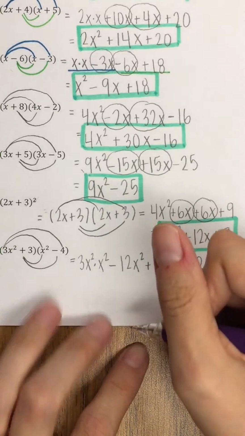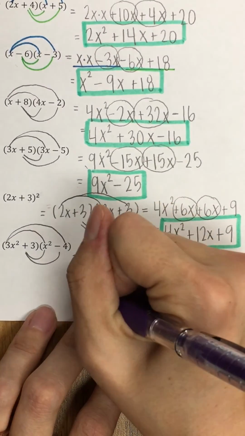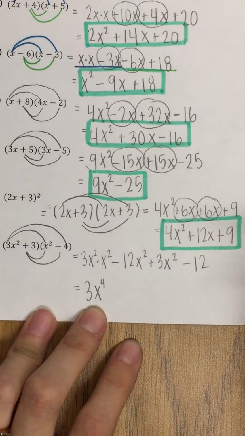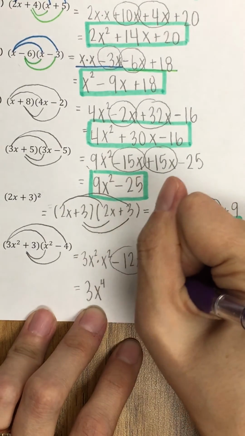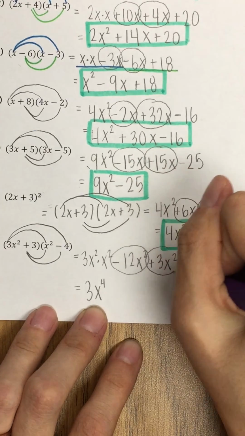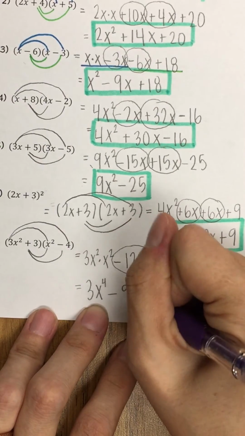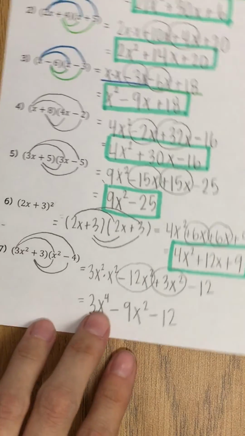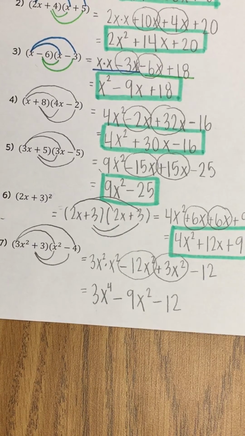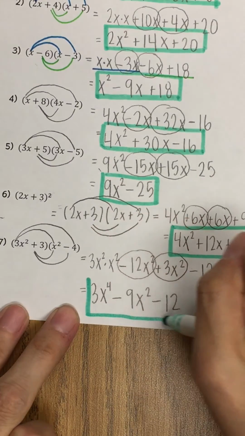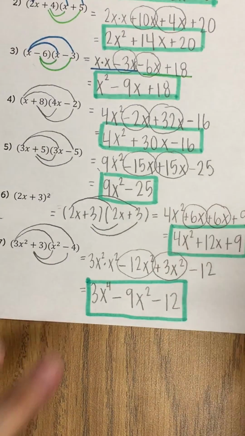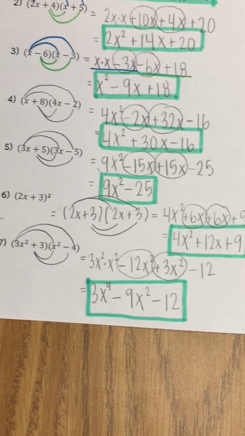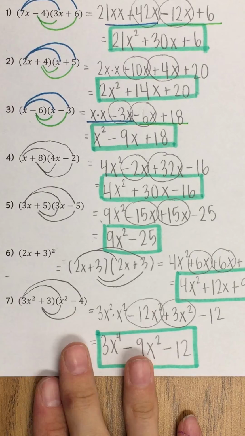So now simplifying, I get 3x to the 4th. I combine these two, a negative 12x squared and a positive 3x squared. That's going to go to minus 9x squared and then minus 12. So your final answer on this guy is 3x to the 4th minus 9x squared minus 12. And that's your double distributing.